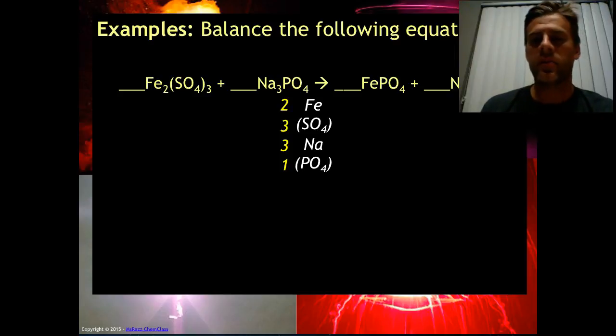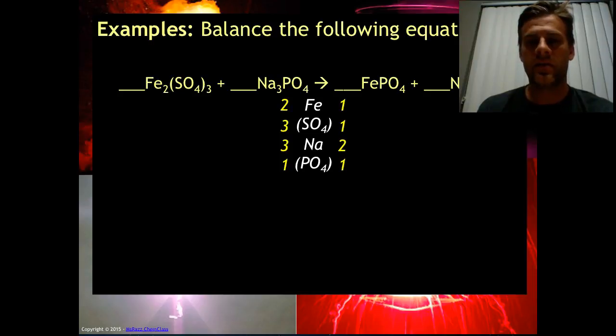All right, so now let's look on the product side, what I end up making. If I look at the irons and everything, I only see 1 iron on that side. Okay, sulfate, I see 1. Sodium, there's 2, it's Na2. And then phosphate, again, I just have 1. All right, so let's get to balancing.